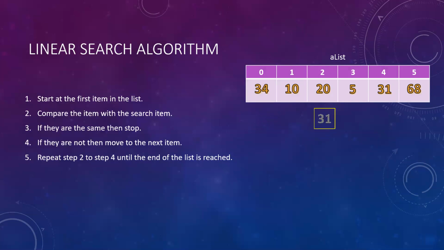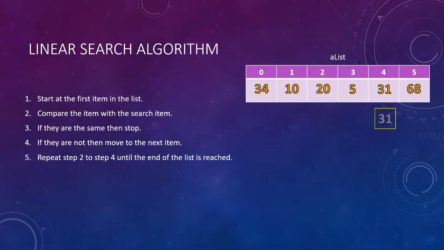And it will go again to step 2: compare the item with the search item. So 31 and 20. If they are the same, then stop. They are not the same, so it will go to step 4: move to the next item. Again step 2, compare the item. They are not the same, so it will not stop and will go to the next item. And now, compare the item with the search item. Yes, they are matched, they are the same. Now stop. The algorithm will stop its work.